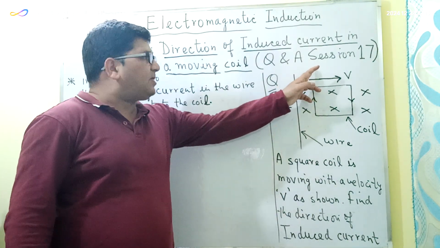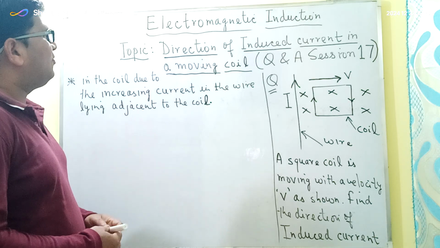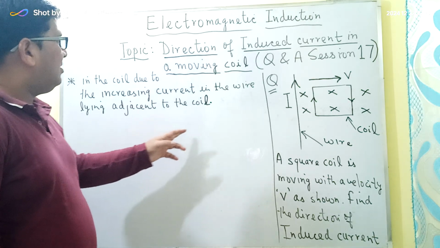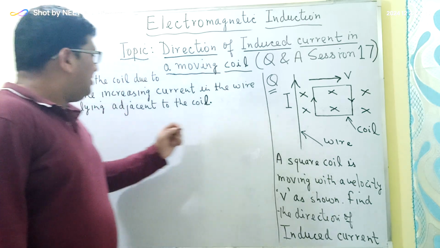Welcome to the Q&A session 17 from the playlist of electromagnetic induction. The topic is the direction of induced current in a moving coil due to a current carrying conductor.